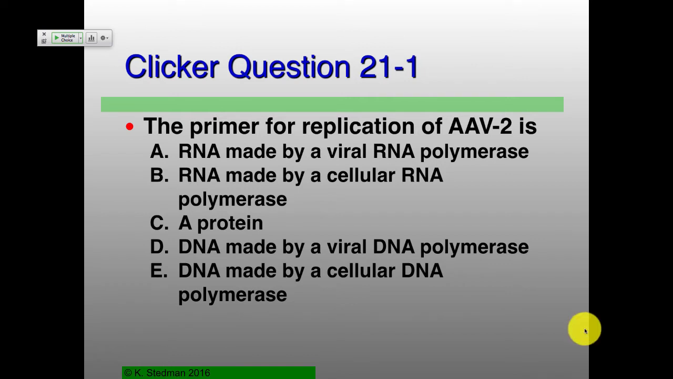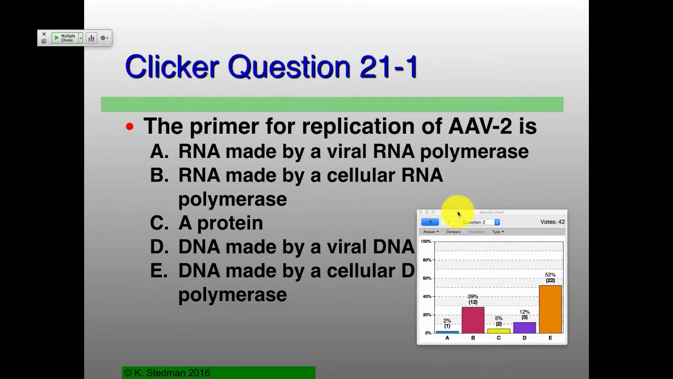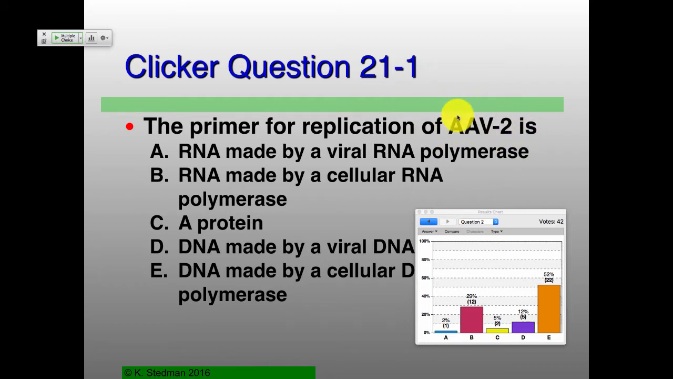Okay, where are we? Show results. Okay, we seem to be divided here. Oh boy. More or less half and half between RNA made by a cellular RNA polymerase and DNA made by a cellular DNA polymerase. What are the key aspects of this question? First one, what the heck is AAV2? Adeno-associated virus 2. Okay, so that tells us immediately that what kind of virus is this? So, a parvovirus. And in fact, a dependovirus because it's adeno-associated. Okay, so single-stranded DNA virus. That's the first step. Okay, so what's the primer that is used for these particular viruses, which I literally just mentioned?